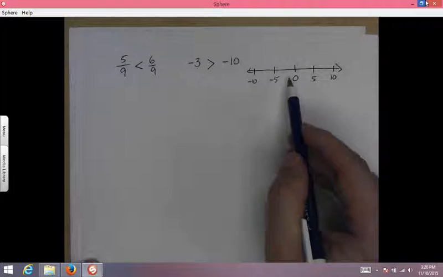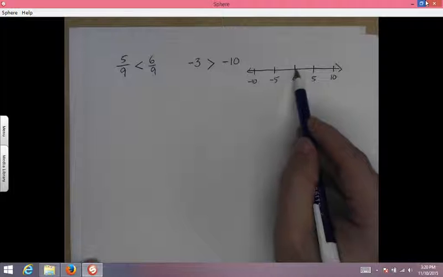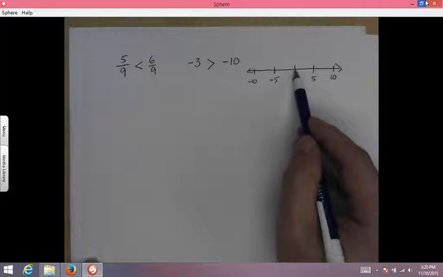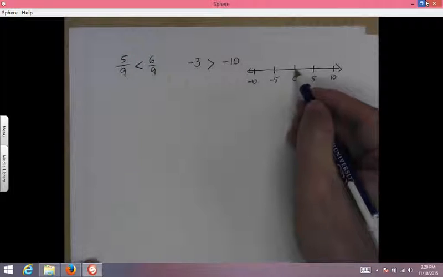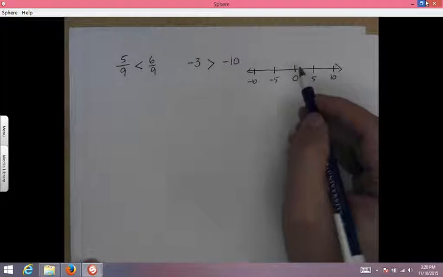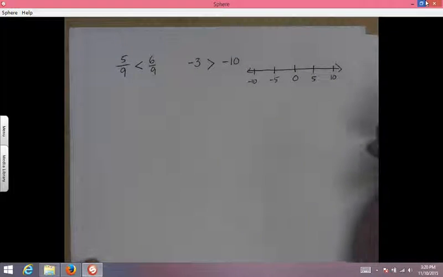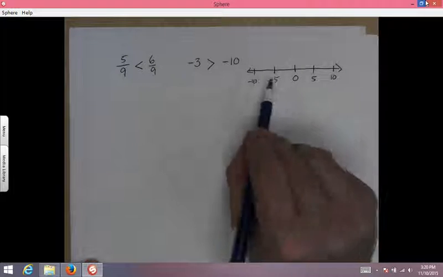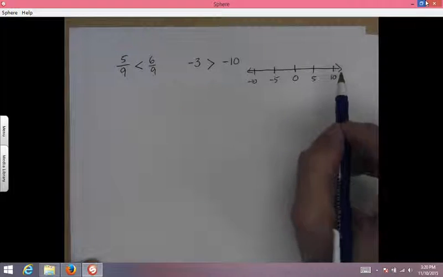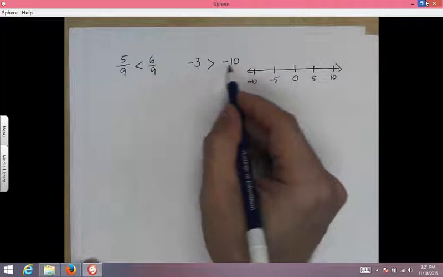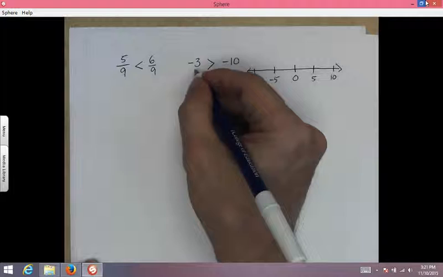Next one, would you rather owe somebody no money or owe them 5? You'd rather owe them no money, obviously. The number to the right's greater. Would you rather owe them no money or owe them 10? You'd rather owe them no money. Would you rather have $5 in your pocket or owe somebody $5? As you can see, the number to the right is always greater than the number to the left, no matter what. So with fractions, it works the same way.